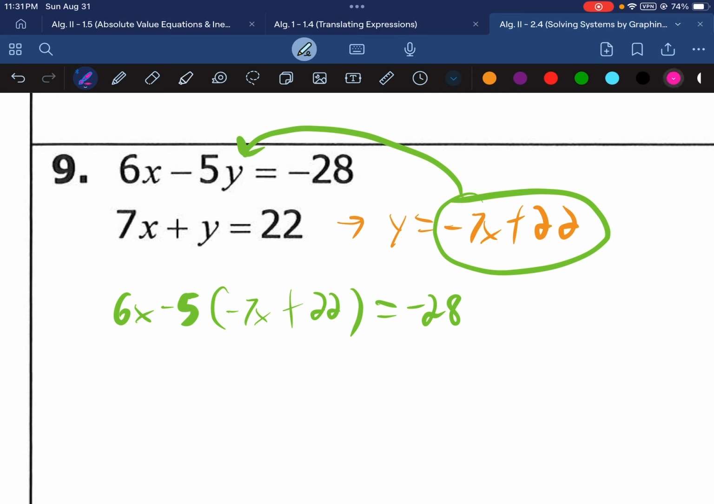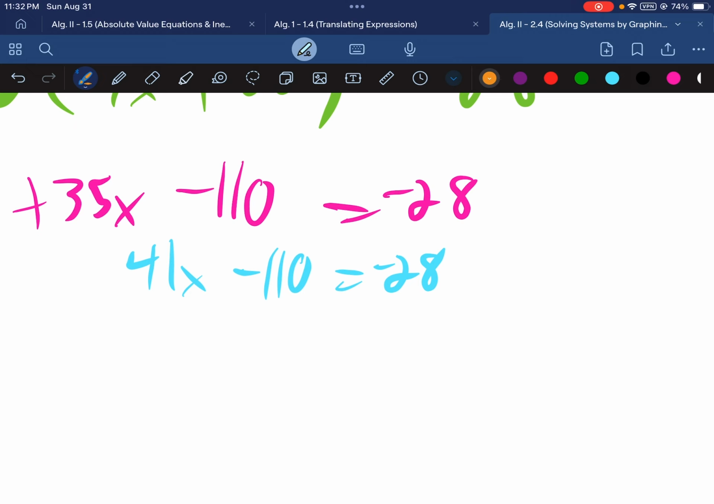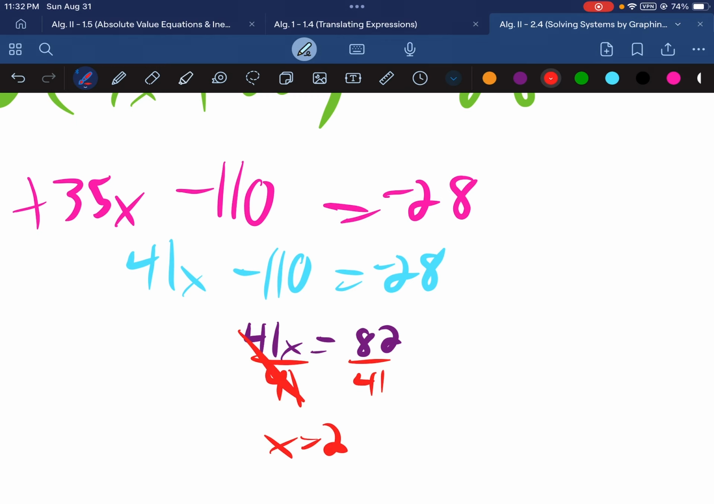And so now as I distribute this, I'm going to make this a plus and negative 5, so I ensure I take this negative with the 5 as I distribute, giving us positive 35x minus 110 equals negative 28. Combining those x's, I get 41x minus 110 equals negative 28. Then I will go ahead and add 110 to both sides and get 41x equals 82. Then at that point, I will go ahead and divide by 41, getting us x equals 2.